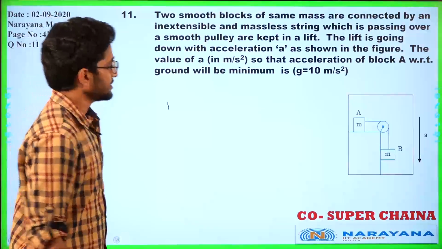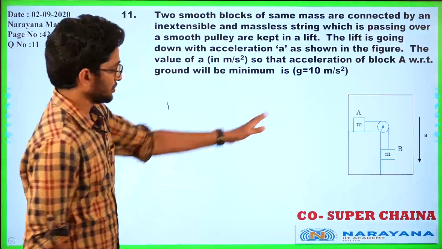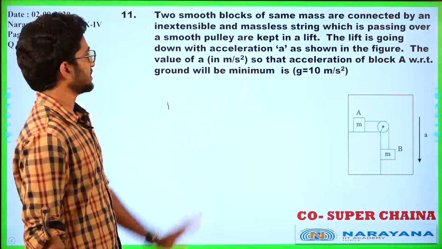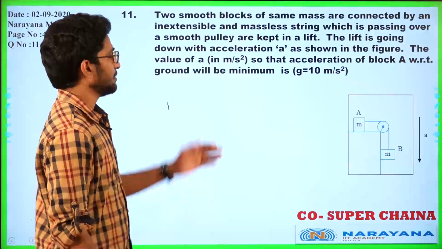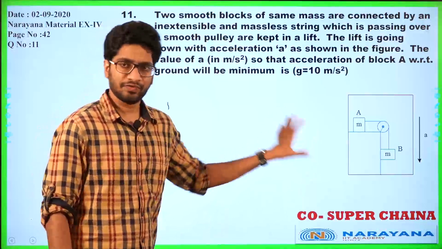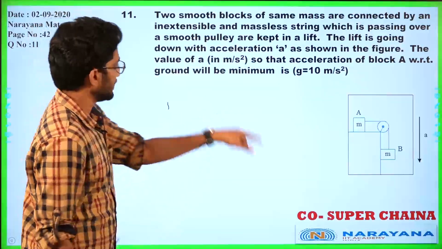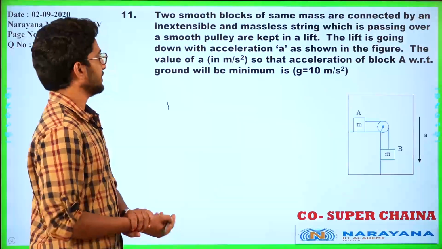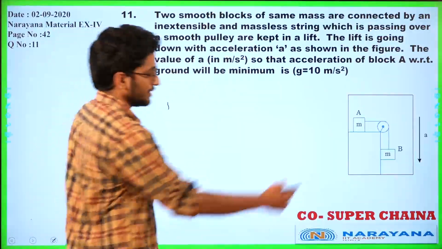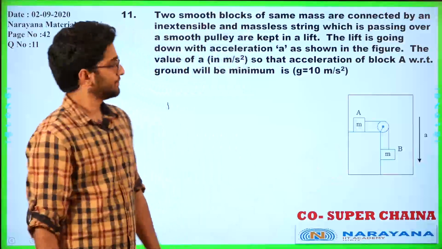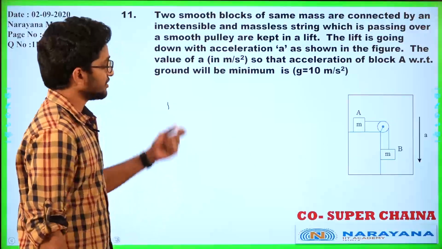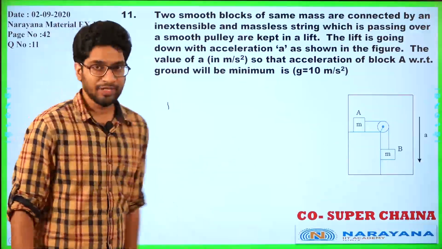Yeah. So here is another question. There are smooth blocks, everywhere of same mass, connected by an inextensible, massless string. So again ideal cases, there is no friction, strings are ideal and everything is ideal. The lift is going down with an acceleration a as shown in the figure. Find the value of the acceleration of the lift so that the acceleration of block A with respect to ground will be minimum.